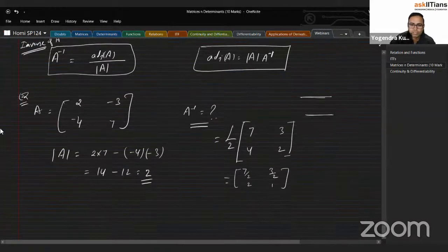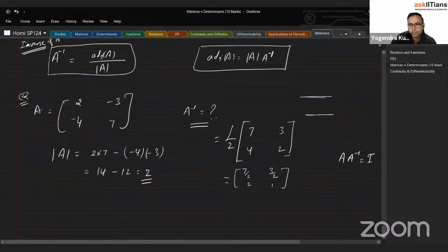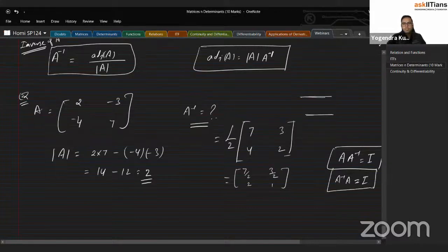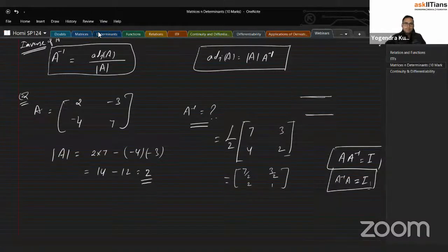You can cross check your answer if by chance you have time, right? If you do the product here, obviously A into A inverse will be 1. A into A inverse, or A inverse into A, will be 1, meaning I, the identity matrix. Clear?